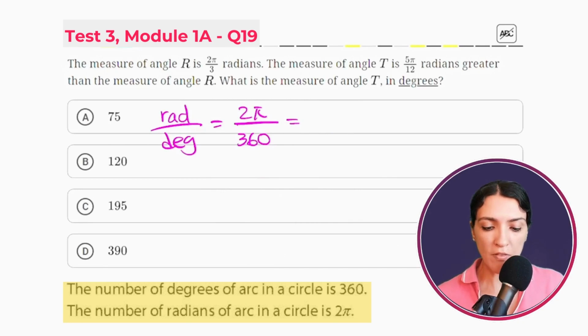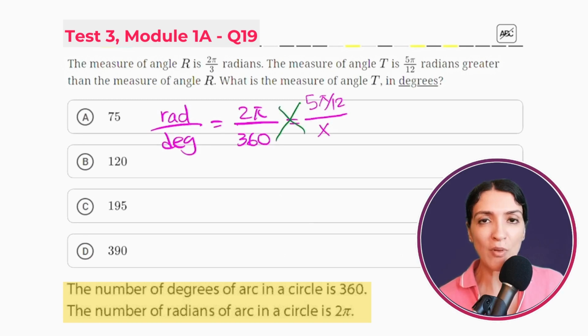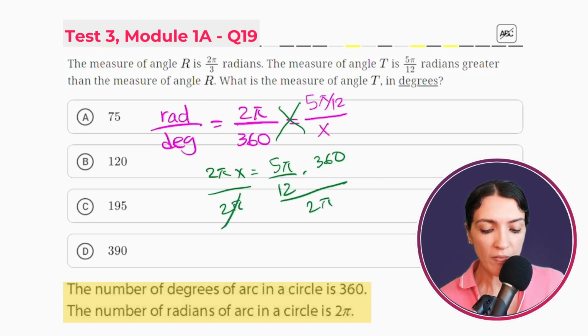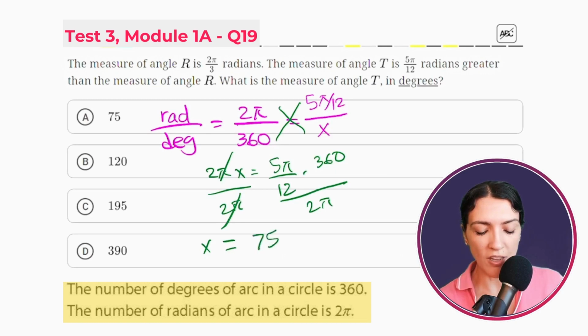We'll do the same thing for the other measurement. So we have radians to degrees as 2 pi to 360 equals, this time, the value of the radians is 5 pi over 12. And the degrees will replace by x. And we'll do cross multiplication one more time. So we'll have 2 pi x equals 5 pi 12ths times 360. Divide both sides by 2 pi. And using our calculator, we'll get that x equals 75.